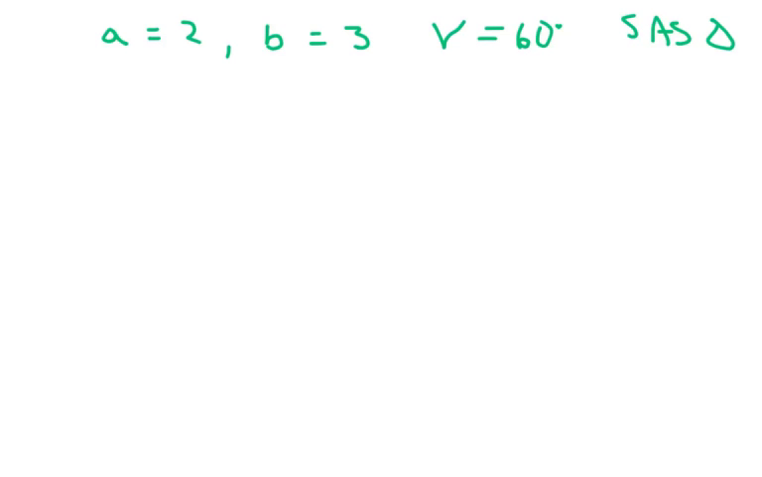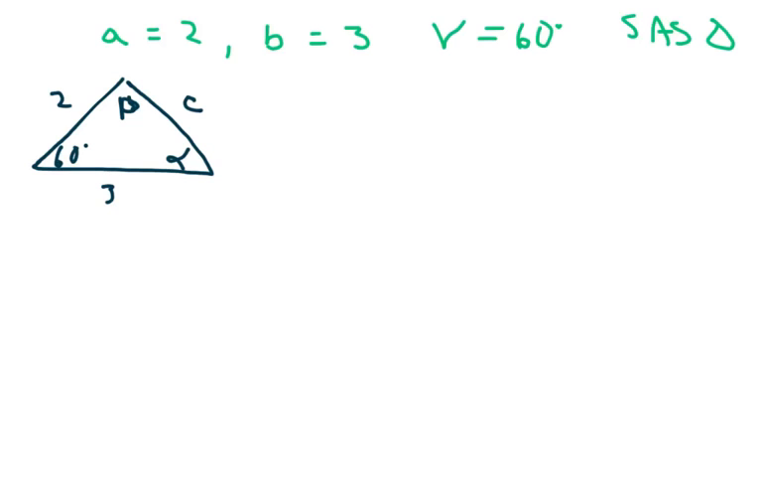So we have a side-angle-side triangle. Since we don't have c, let me go ahead and draw the triangle the way the book did it. I'm going to let gamma be 60 here, so the side across from 60 is c, with alpha and beta here, and they have 2 and 3 here.